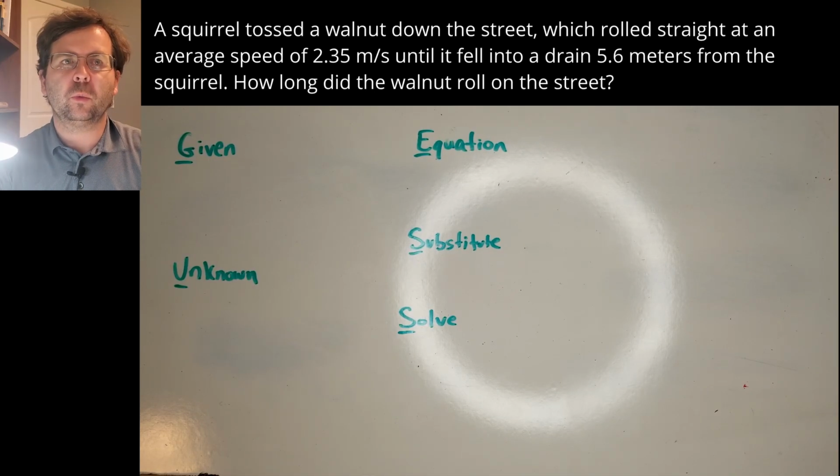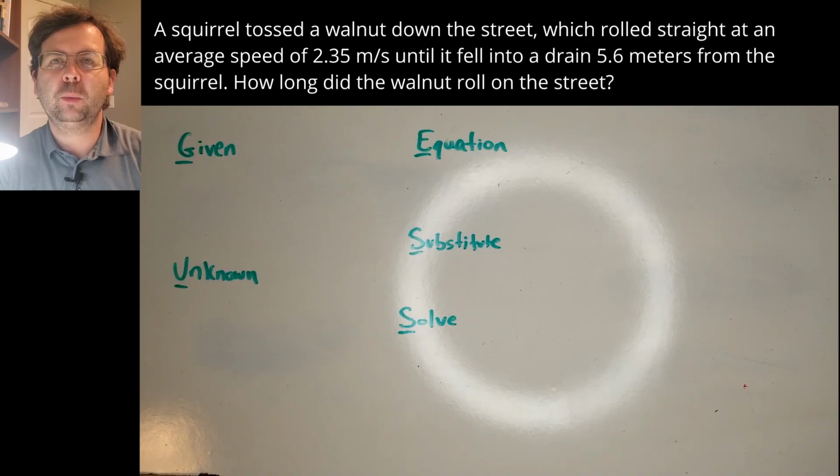A squirrel tossed a walnut down the street, which rolled straight at an average speed of 2.35 meters per second until it fell into a drain 5.6 meters from the squirrel. How long did this walnut roll on the street?